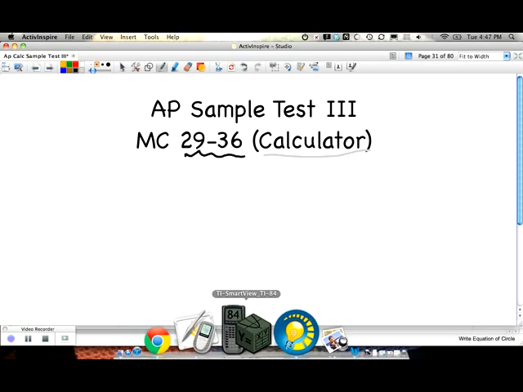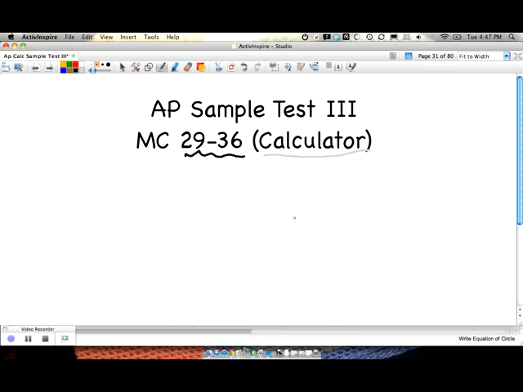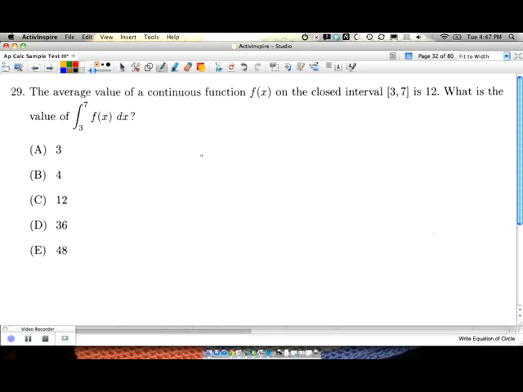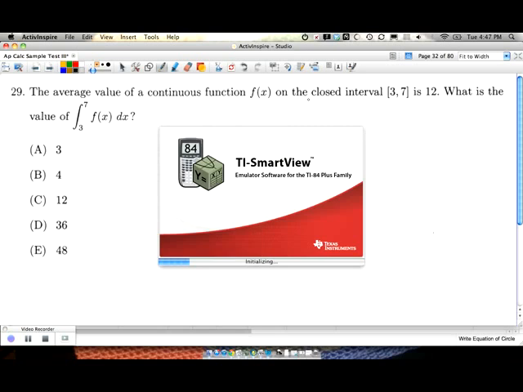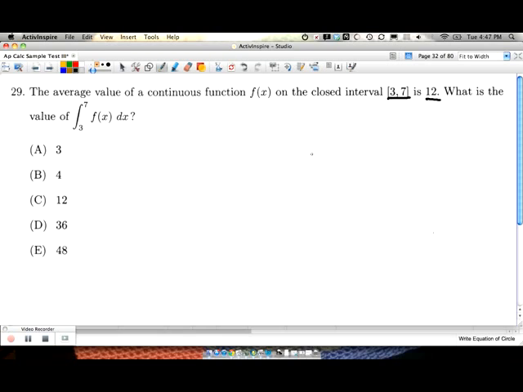So let me go ahead and get my calculator started here. You should get yours as well. It's going to take a second to load up. While it's doing that, let's go ahead and look at the first question. It says the average value of a continuous function on a closed interval [3, 7] is 12.